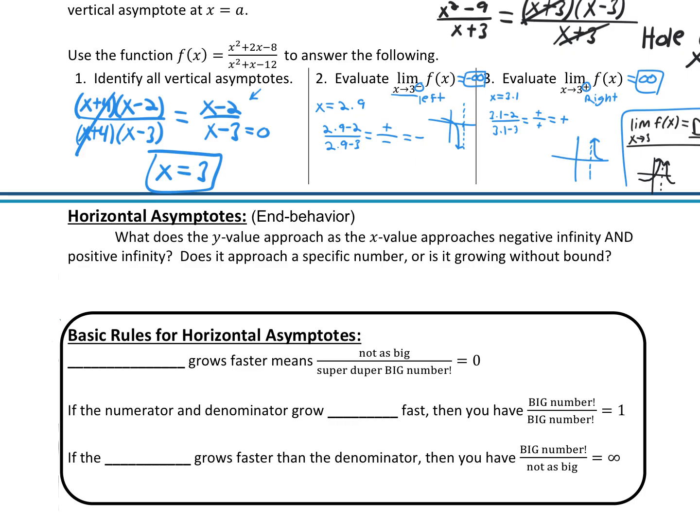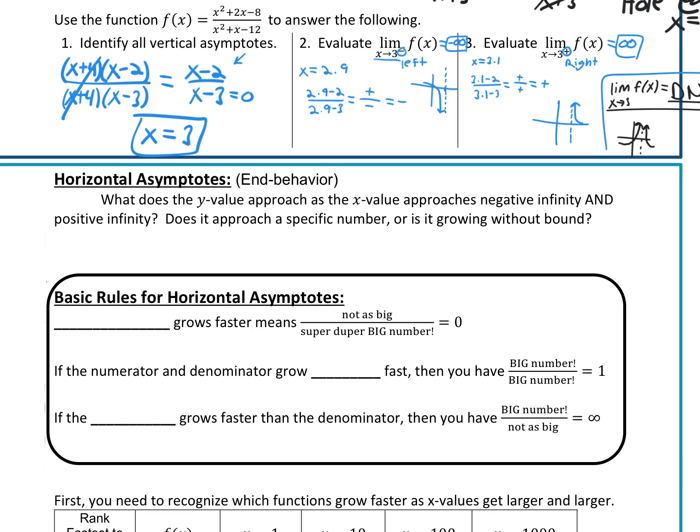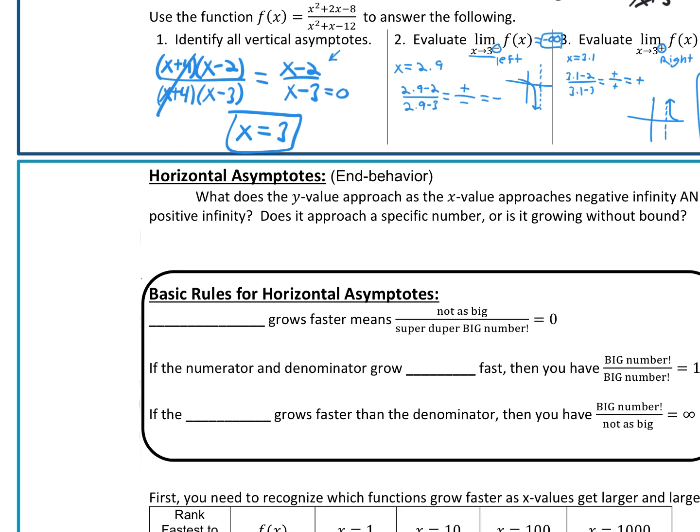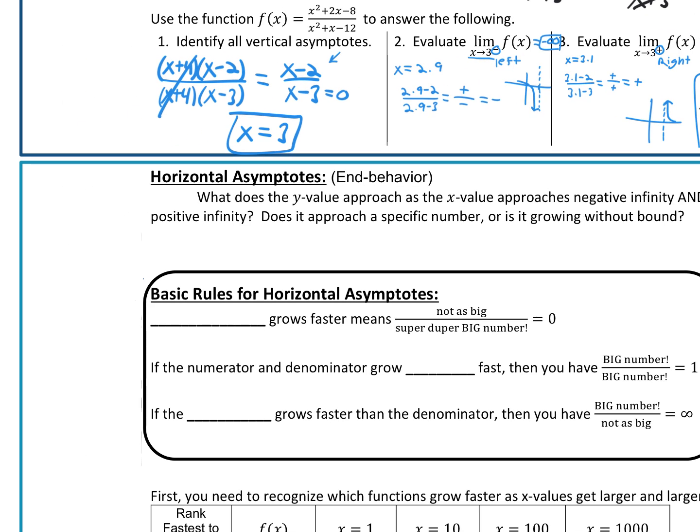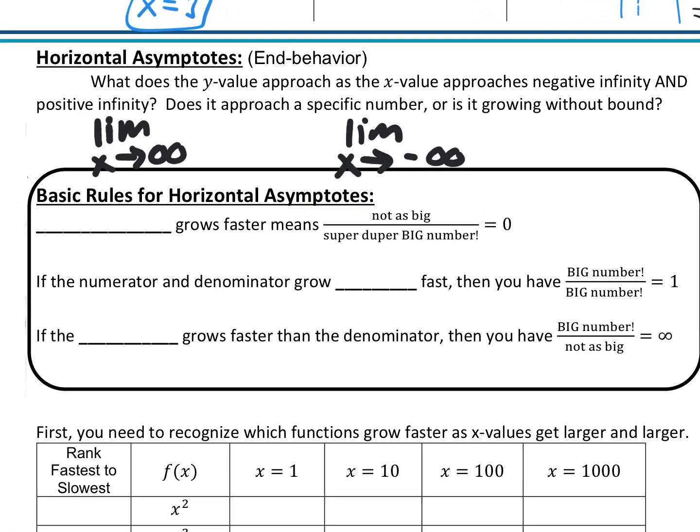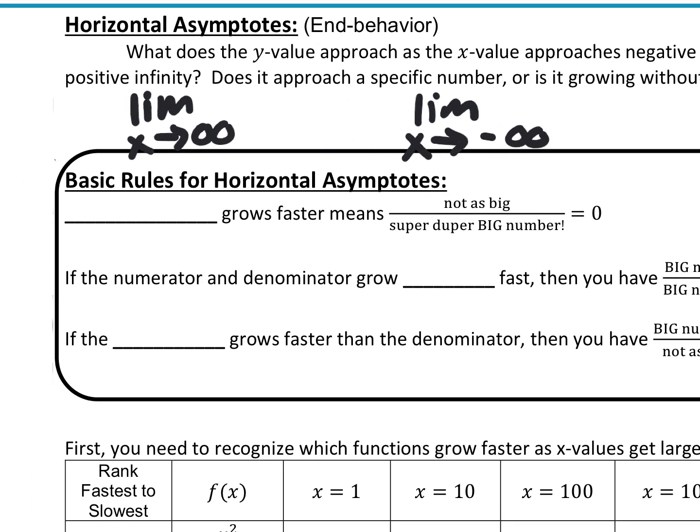The other kind of asymptotes that we talked about were horizontal asymptotes. So this is an example of a limit as it's approaching infinity. For example, you might see limits as x approaches infinity, or a limit as x approaches negative infinity. So what's happening as you go further and further to the right and further to the left? We had rules for this. These are some basic rules for horizontal asymptotes.